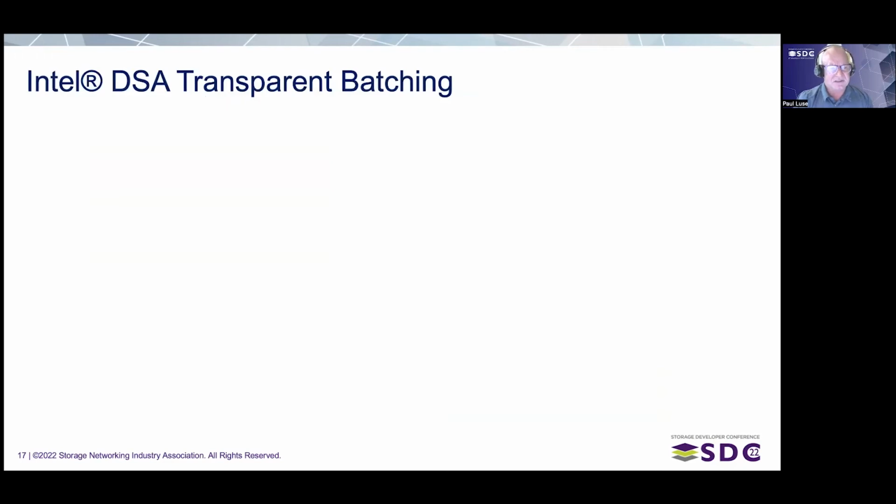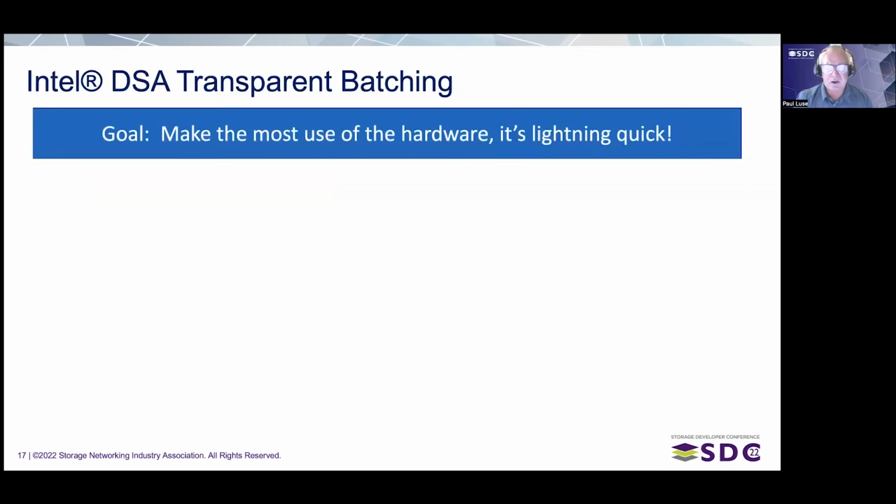All right, so let's talk about this thing called transparent batching, and what does that mean? Well, the goal of this feature is to make the most of the hardware. What we discovered after playing with DSA for a while is it is just lightning quick. You submit an operation and it's done before you're done submitting it almost. It's that fast, right?